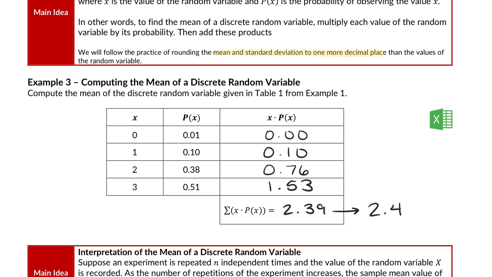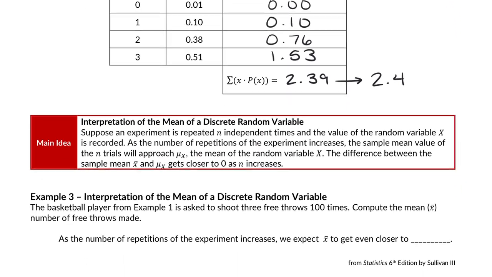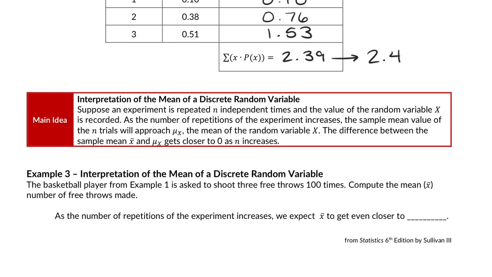So we verified. What does this mean, though? What are we finding? It's an interesting thing when it comes to discrete random variables. Our mean actually tells us a little bit more than it did in other problems. Suppose an experiment is repeated n independent times and the value of the random variable x is recorded. As the number of repetitions of the experiment increases, the sample mean value of the n trials will approach the mean of the random variable x. The difference between a sample mean and mu of x gets closer to 0 as n increases.